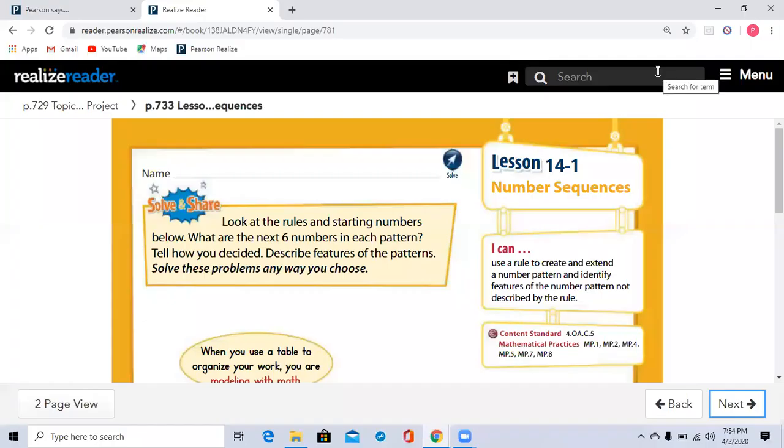So let us start by looking at our first example, number sequences. Look at the rules and starting numbers below. What are the next 6 numbers in each pattern? And tell how you decided or describe features of these patterns.